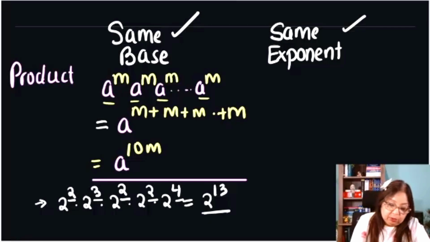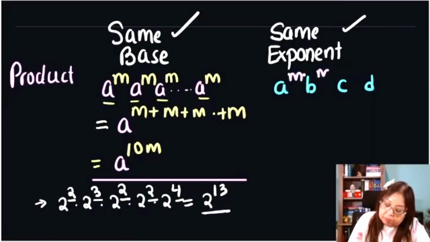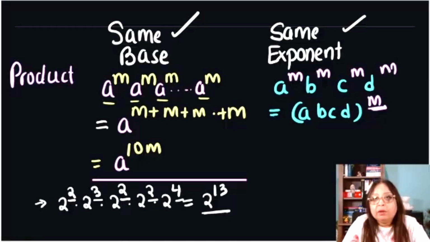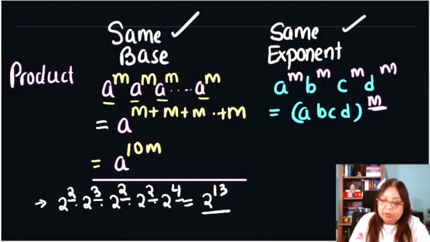So here what you're going to do is, let's change the color. Let's say you have different bases, A, B, C, D, but they're all to the power m. Then all you do is multiply all these bases together and raise it all to the same common power m. Simple. Let's look at an example or two.